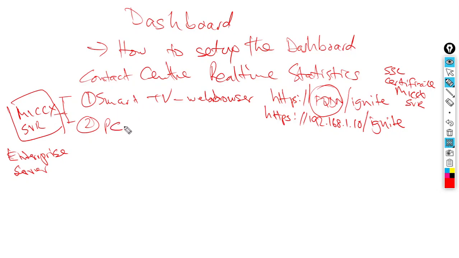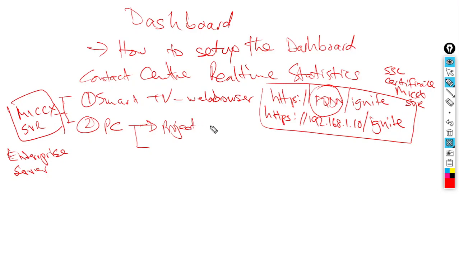So when we are using a PC, we are also going to open the web browser of our choice on the PC, and then we are going to enter this, and then we are going to project. We are going to project to a TV screen which is mounted on the wall, or we are going to use an HDMI cable to the same screen.